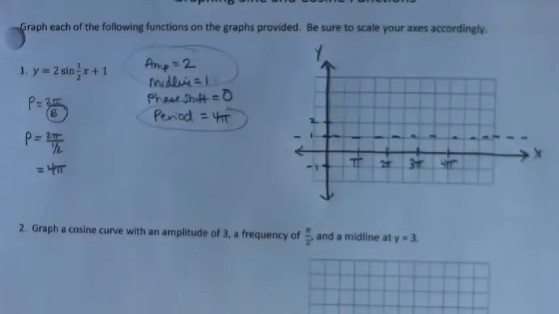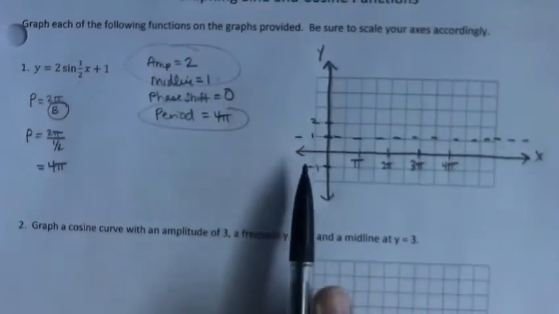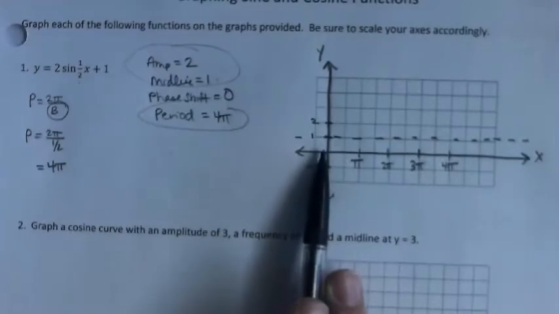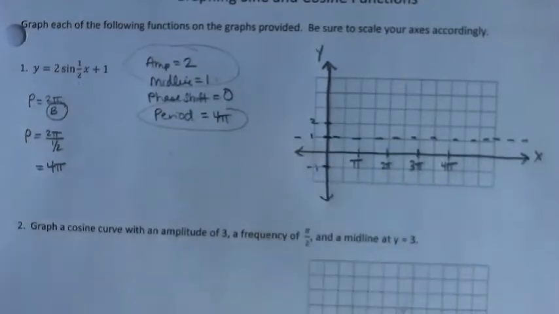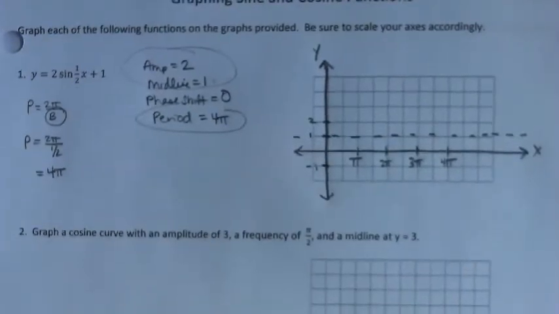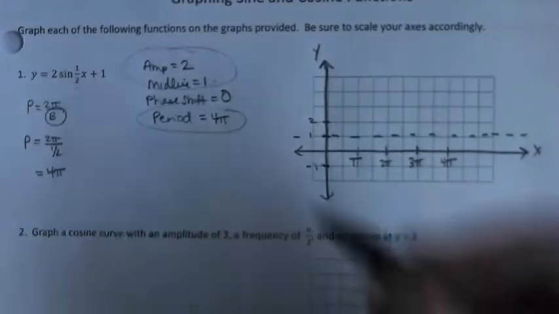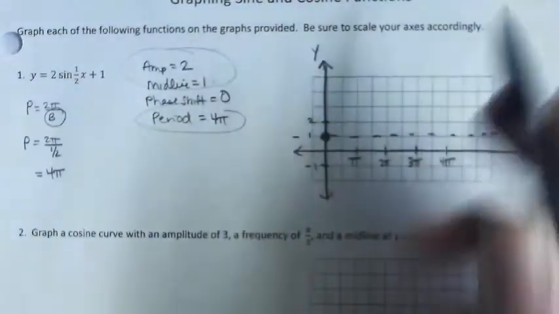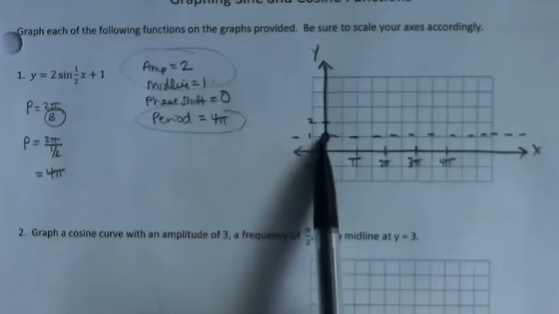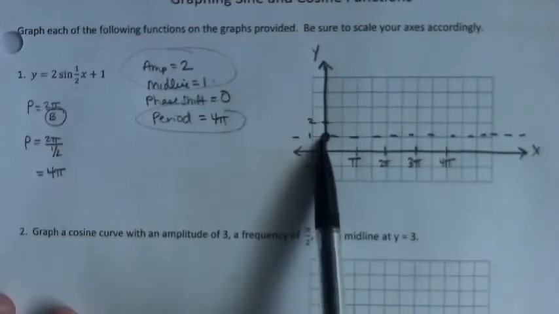So without a phase shift, my cycle is going to start at 0. And it's going to end, of course, 1 period later at 4 pi. Now, this is a sine graph. So where do sine graphs start? On the midline. I always like to say my function starts there, and where do they end? At the end of the period, but also on the midline, right?